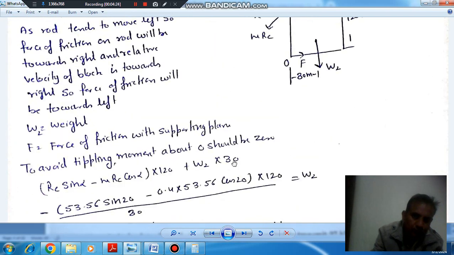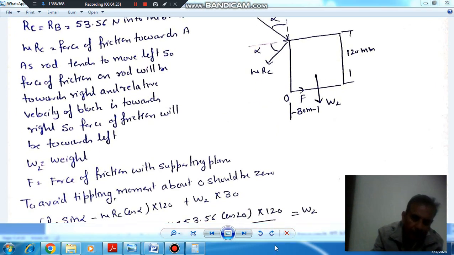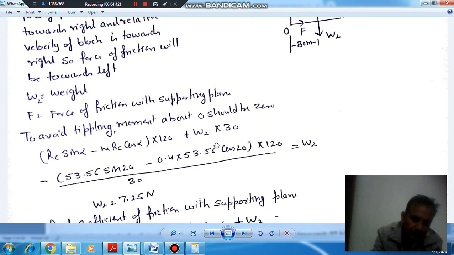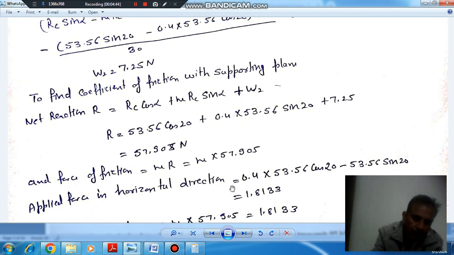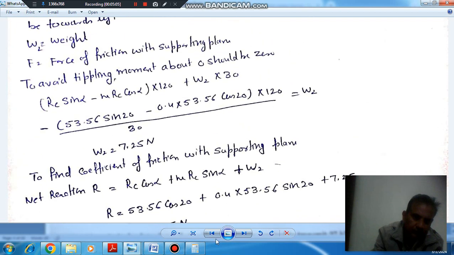Okay, so now to move this block, the applied force is in this direction, and that force is mu RC cos alpha minus RC sin alpha. As the force of friction is this side, the applied force is this side. Both should be equal to avoid slipping. So the applied force in horizontal direction, mu RC cos alpha minus RC sin alpha, will be 1.813 Newton. Now to prevent sliding, both should be equal, that is 0.031.